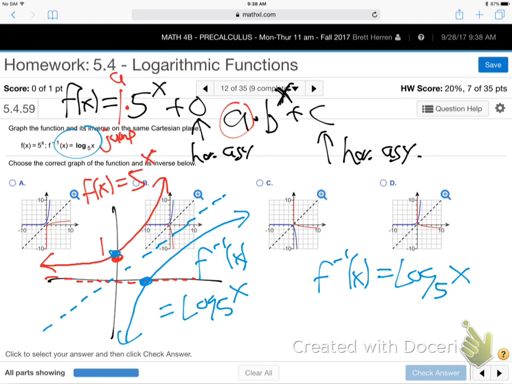So which answer is that? Well, I reversed the colors, but it looks like A. They did the blue for the other and the red for the other, but it's A, right? We good? So I just graphed that one by reflection, across the diagonal line. Now we're going to learn how to formally do it on our own without reflecting.